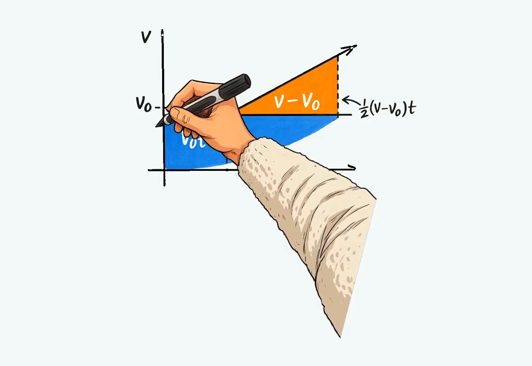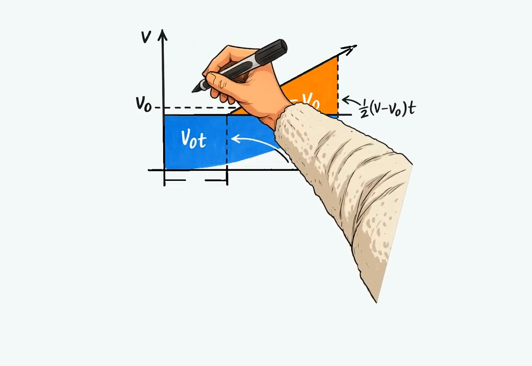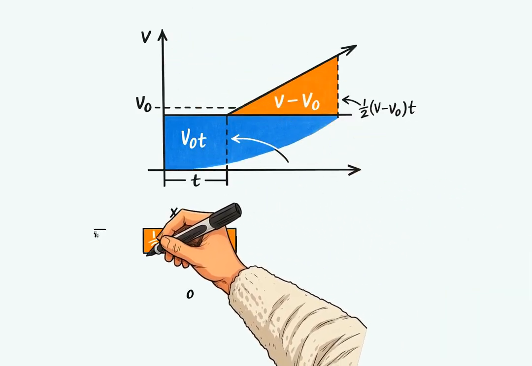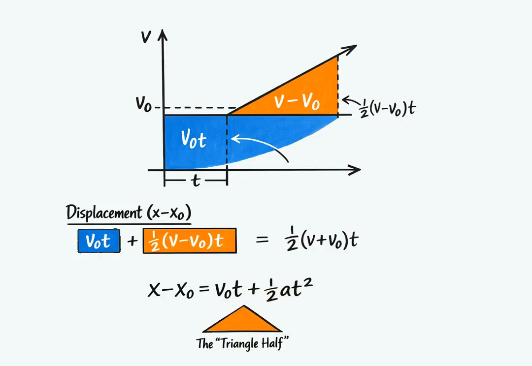Under constant acceleration, the curve is a straight line, so the area is a trapezoid. Split it into a rectangle of height v sub 0 and width t, plus a triangle whose height is v minus v naught and base is t. The rectangle contributes v naught t. The triangle contributes 1/2 times (v minus v naught) times t. Adding them gives x minus x sub 0 equals v sub 0 t plus 1/2 times the quantity v minus v sub 0 times t, which equals 1/2 times the quantity v plus v sub 0 times t, which is exactly the average velocity relationship.